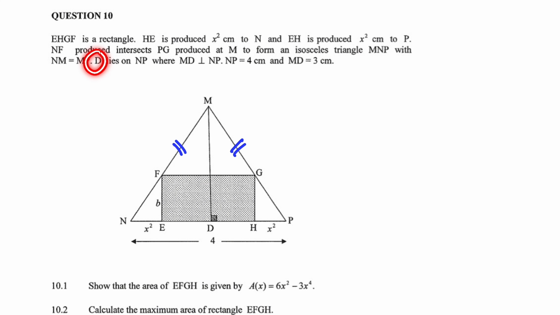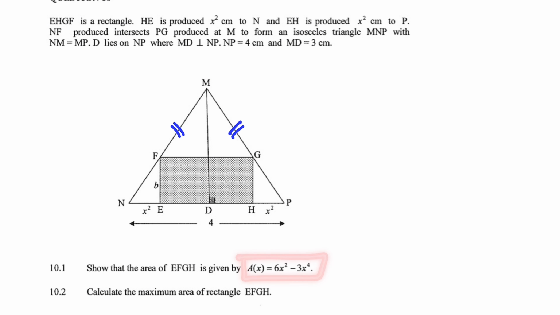D lies on NP in such a way that MD is perpendicular to NP. NP is equal to 4 units, so the full length of N to P is 4 units, and MD, the perpendicular height, is 3 units or 3 centimeters. 10.1. Show that the area of the rectangle is given by A(x) equals 6x squared minus 3x to the power of 4.